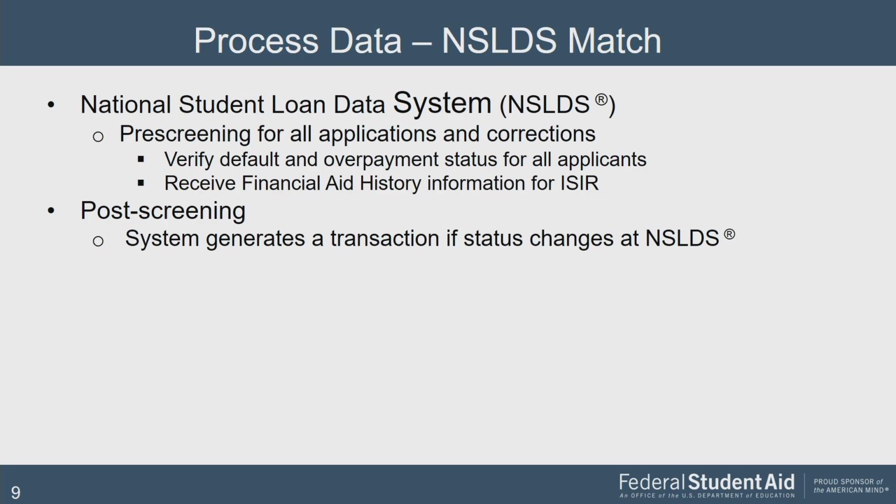We also do a post-screening on this as well, which means that once a record is processed and in the CPS database, we're going to continue to check against NSLDS, because as you know, NSLDS information can change, and it could happen that somebody's financial aid history has changed, and that change impacts what they're eligible for. So we will system generate a transaction in those instances where a change in their financial aid history changes their eligibility for aid.